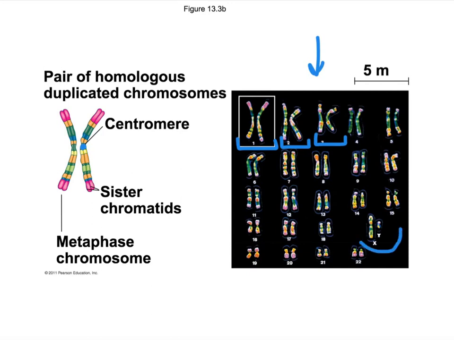Another thing we can tell from a karyotype is whether, if we're talking about humans, it's a male or a female. Since this one has an X and a Y, which you can recognize because the Y is much smaller, this would be a male. In human females, there would be 2 X's and no Y.